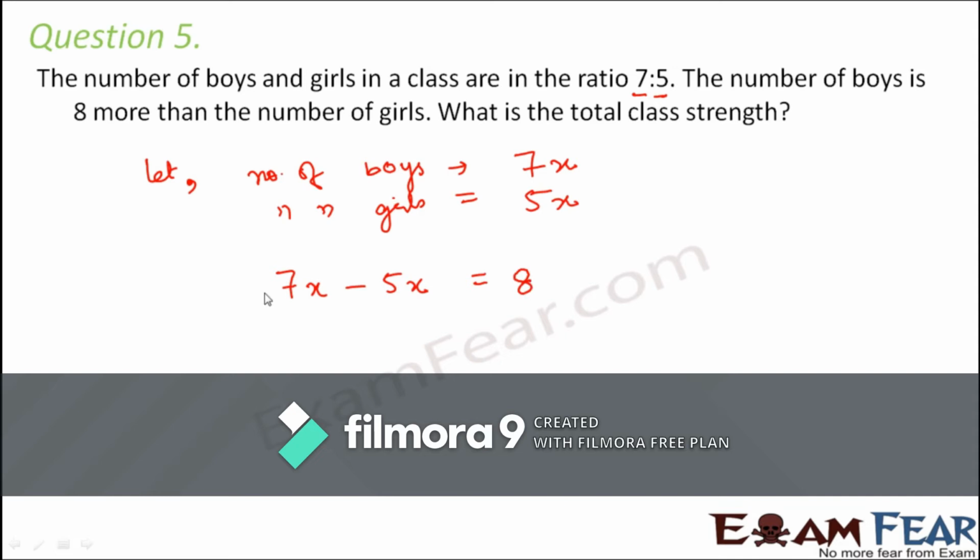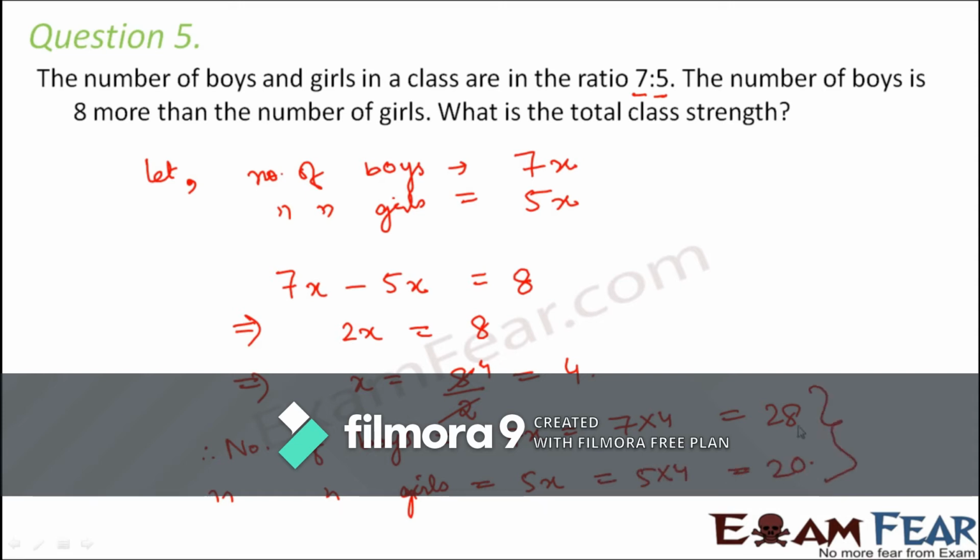You will get 8, because boys are 8 more than girls. So this is your equation, and now you will have to solve it. So this is 2x equal to 8, or we can say x is equal to 8 divided by 2, which is equal to 4. So once you have calculated x, therefore we can say that the number of boys would be equal to 7x, that is 7 into 4, which is equal to 28, and the number of girls would be 5x, that is 5 into 4, which is equal to 20.